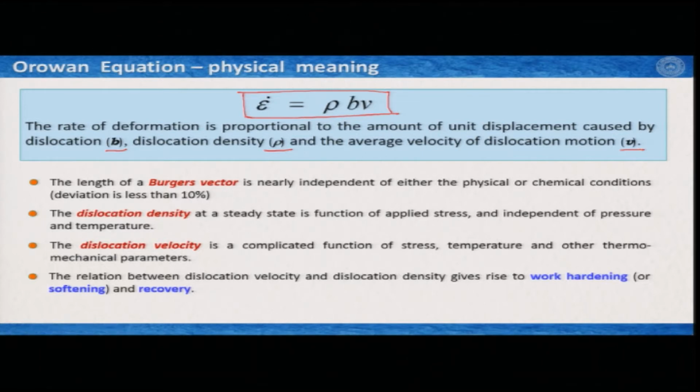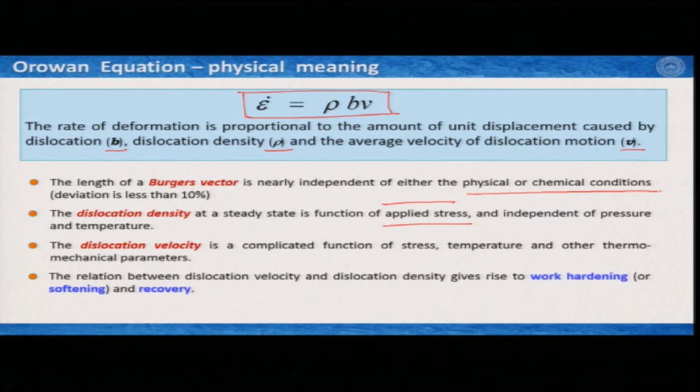Now, in this equation, if we consider these three parameters, Burger's vector, dislocation density, and dislocation velocity, we can see that the length of a Burger's vector is nearly independent, because this is an intrinsic property of the crystal. It does not depend on any physical or chemical conditions. Deviations observed experimentally are generally less than 10%. The dislocation density at a steady state is a function of the applied stress, and it is independent of pressure and temperature.